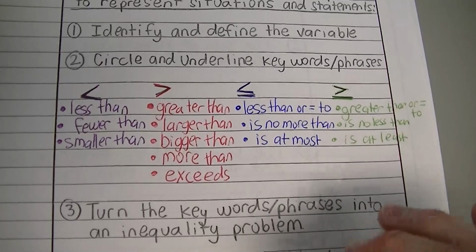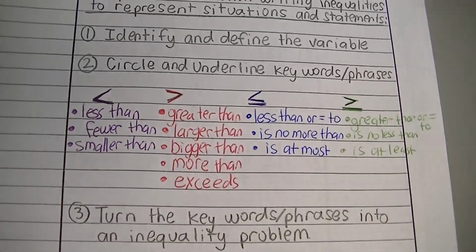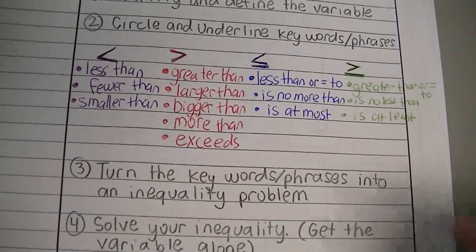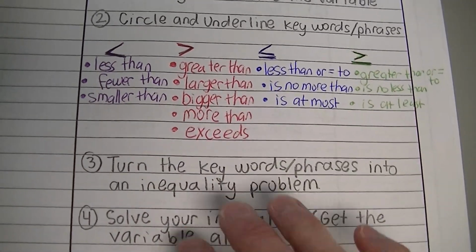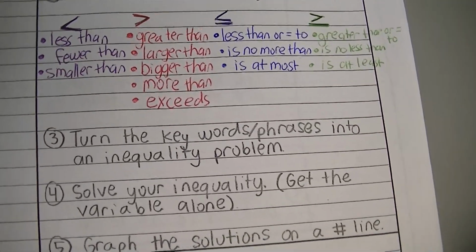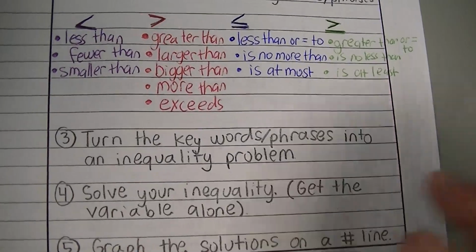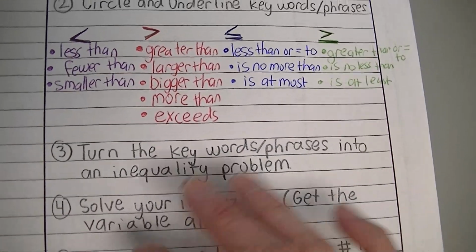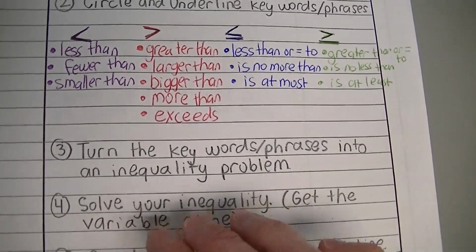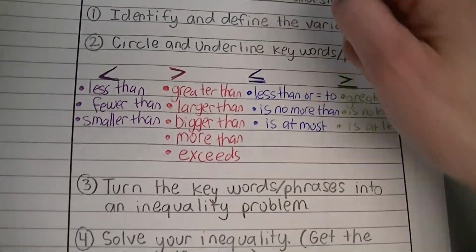So you want to circle and underline keywords and phrases that would help you recognize which symbol to use. After that, you want to turn those keywords and phrases into an inequality. Comparing it to when you had story problems with equations, you built your equation around your variable. You want to do that here too. You want to build your inequality around the variable from up there.